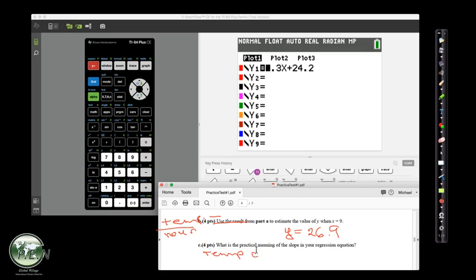Temperature changing .3 degrees Fahrenheit per hour. If we want to be more accurate, we could say not just changing, let's come back here, increasing, because it's a positive slope.